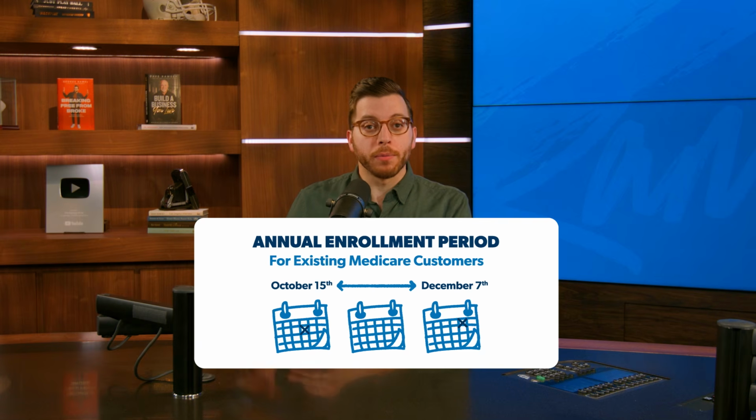Its cousin is the AEP, the annual enrollment period, when people have from October 15th to December 7th to update their current plans. Now that we know about the 2 types of enrollment periods, IEP and AEP, let's get into the 4 parts of Medicare. They're easy to remember because they're the first 4 letters of the alphabet: A, B, C, and D.